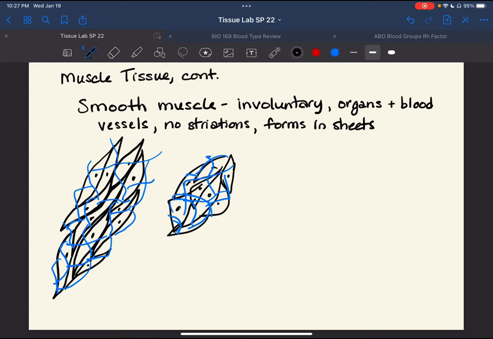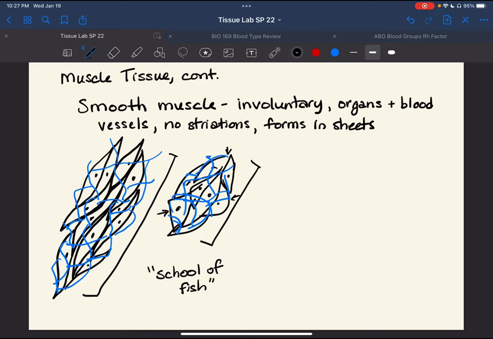So the length has changed. Went from this length to this length, and I've got these bulges sticking out here, trying to pop through the net. So smooth muscle is like this. Again, I liken it to a school of fish, appearance in sheets.